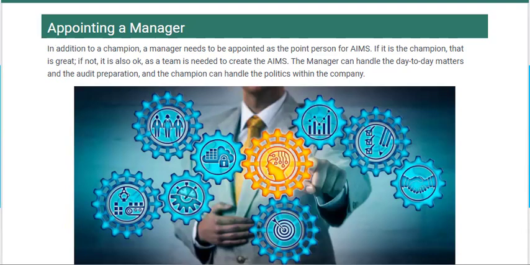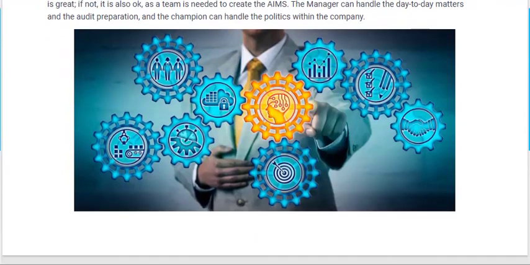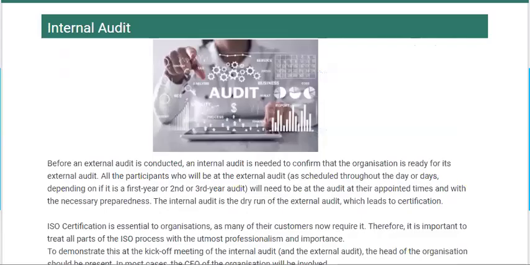Internal audit. Before an external audit is conducted, an internal audit is needed to confirm that the organization is ready for its external audit. All the participants who will be at the external audit, as scheduled throughout the day or days, depending on if it is a first-year or second or third-year audit, will need to be at the audit at their appointed times and with the necessary preparedness. The internal audit is the dry run of the external audit, which leads to certification.